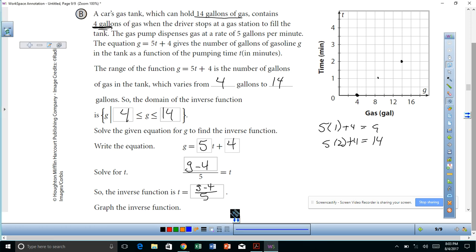So let's draw that. Let's draw that line. So here it is. Now with that, at any time, you can determine how much gas is in the tank. So we graph the function. What's next?